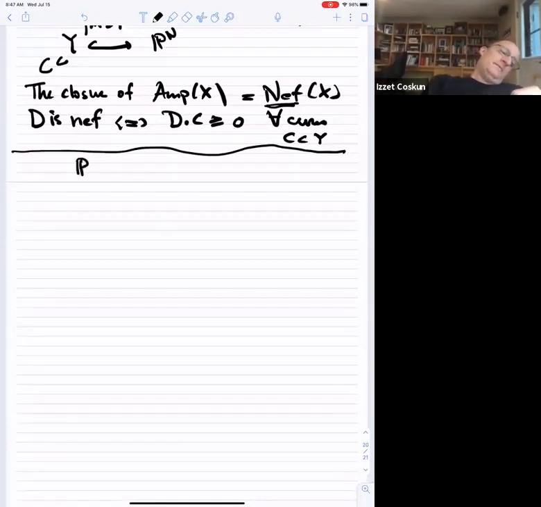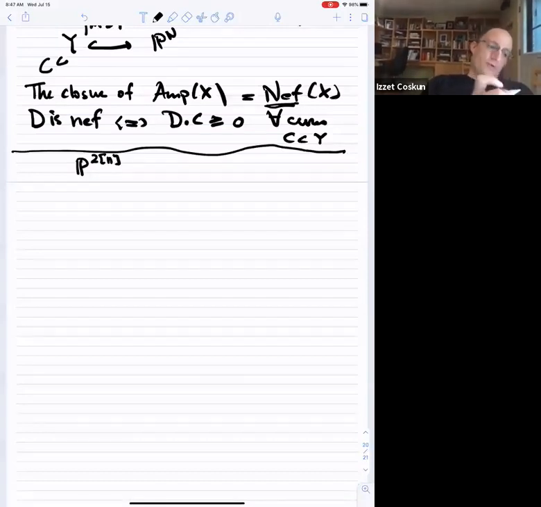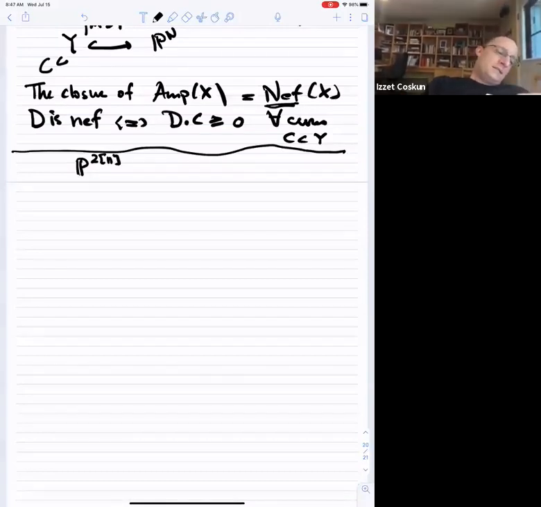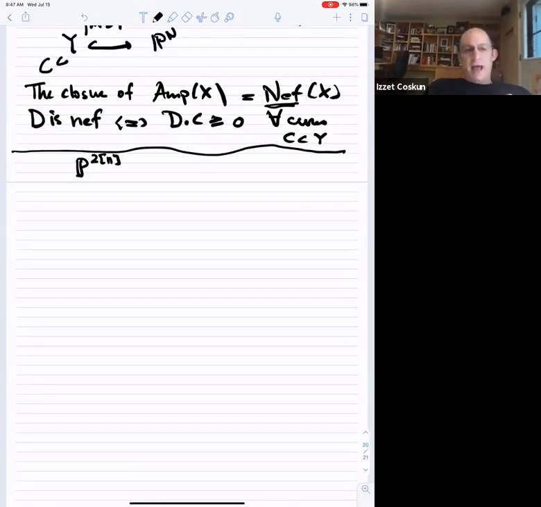All right, so now let's look at (P^2)^[n], the Hilbert scheme of n points in P^2. If you want to understand something like the ample cone, the first thing that you need to understand is what is the Néron-Severi space. So in other words, what are the line bundles?